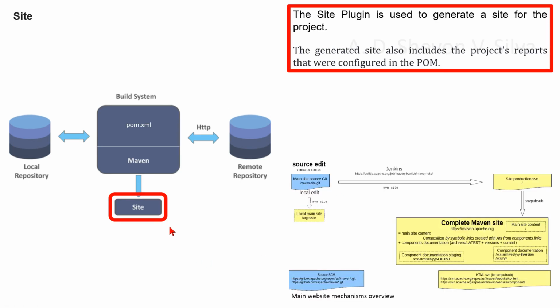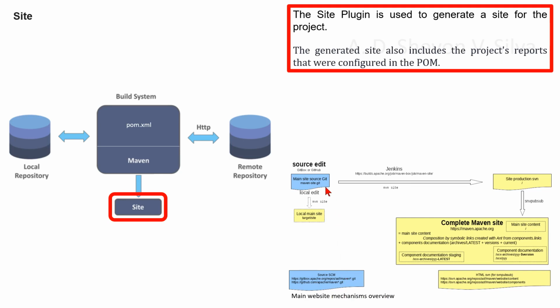Now we are focusing on site. The site plugin is used to generate a site for the project. The generated site also includes the project's reports that were configured in the POM. Here you can see a main website mechanisms overview.